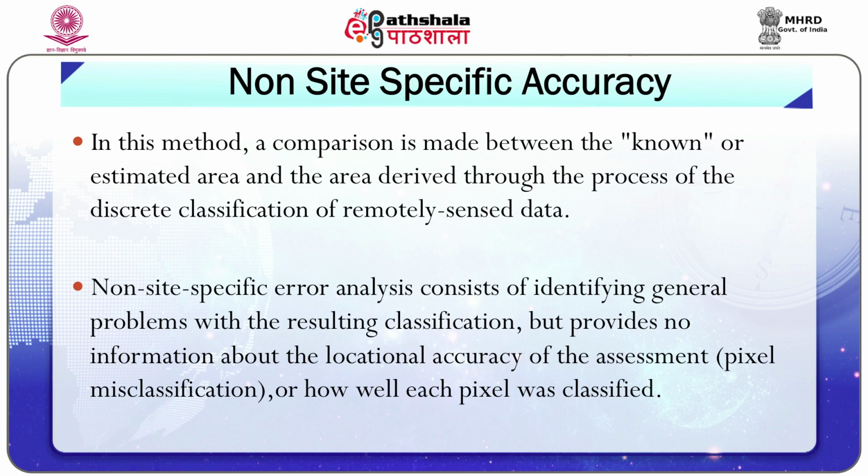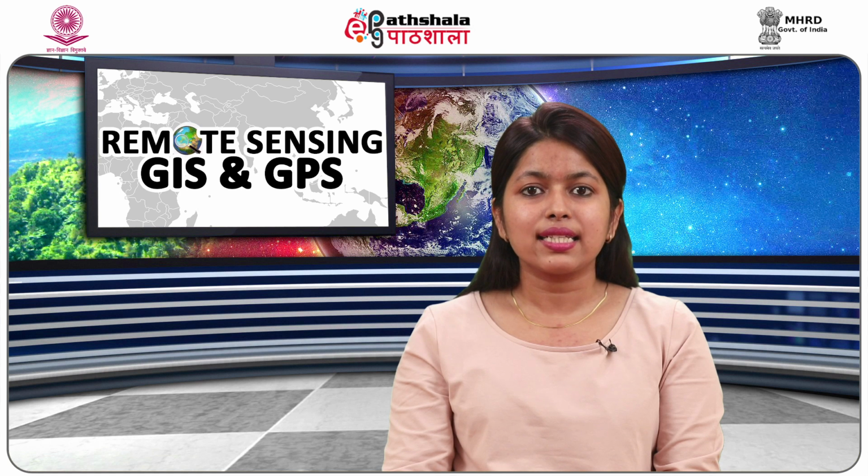In this method, a comparison is made between the known or estimated area and the area derived through the process of discrete classification of remotely sensed data. For example, an estimate is made of the percentage of area represented by three categories: grassland, woodland and water. Suppose these known map areas are estimated to be 20% grassland, 60% forest and 20% water.